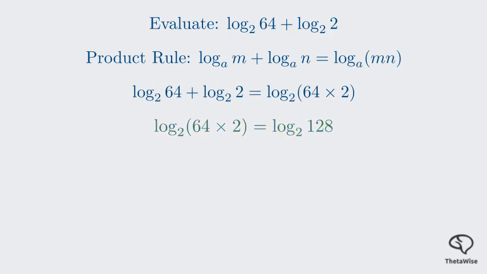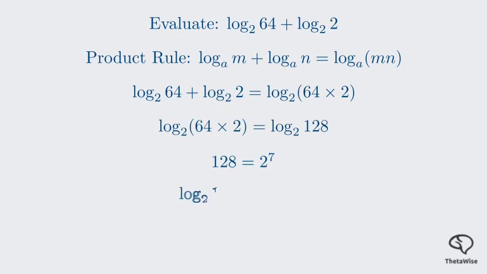Now, we need to figure out what power we need to raise 2 to in order to get 128. This is the definition of a logarithm. We can rewrite 128 as a power of 2. 128 is equal to 2 to the power of 7. So our expression is now log base 2 of 2 to the power of 7. This brings us to our final property for this problem.